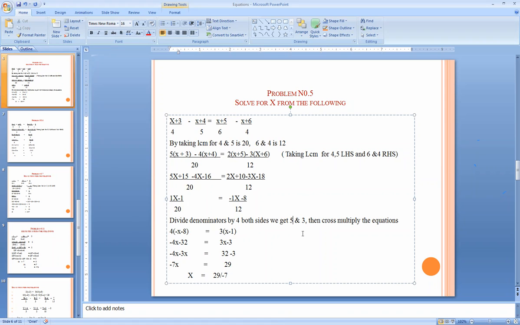To become more simple. If not, you can directly multiply 12 into x minus 1 and 20 into minus x and minus 8. To become more simple, we have divided these: 20, 4 5s are 20, 4 3s are 12. Instead of writing 20, we can write it as 5. Instead of writing 12, we can write it as 3.